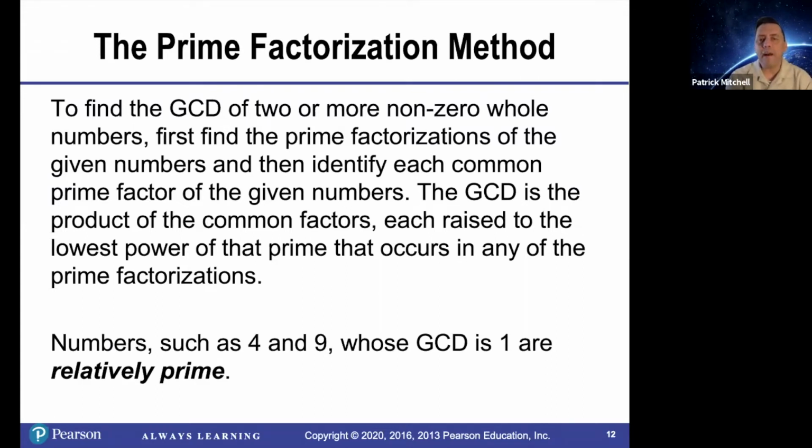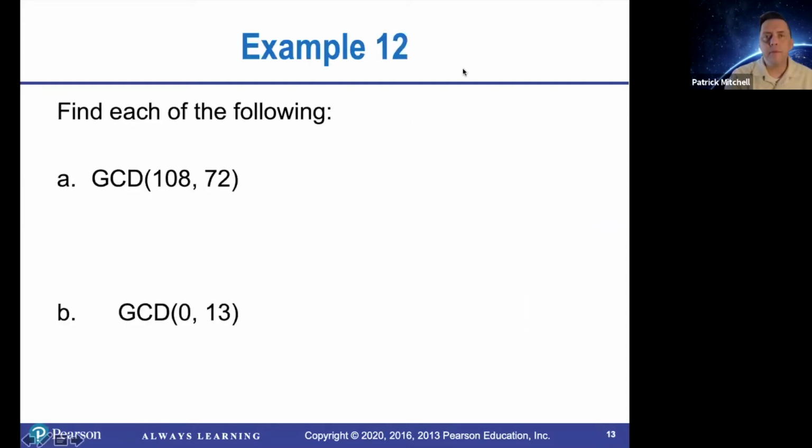And when we find numbers that have no common factors other than 1, those numbers are called relatively prime. For example, 4 and 9 are relatively prime. Here's an example. First let's find the GCD of 108 and 72.